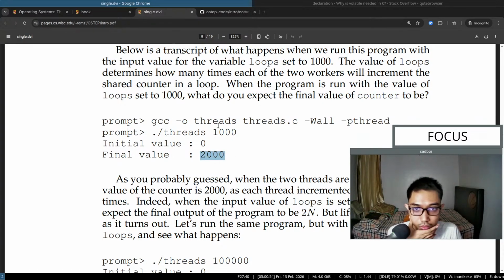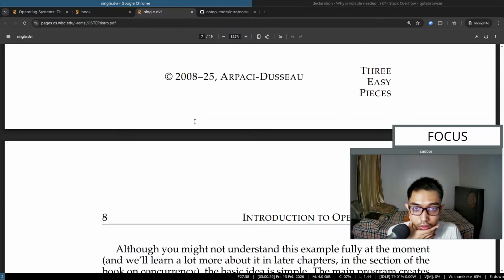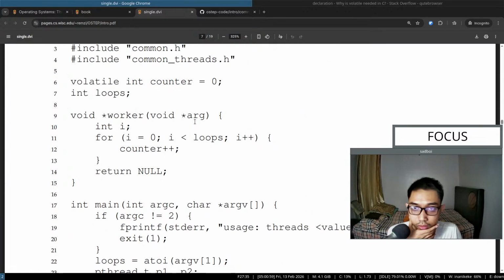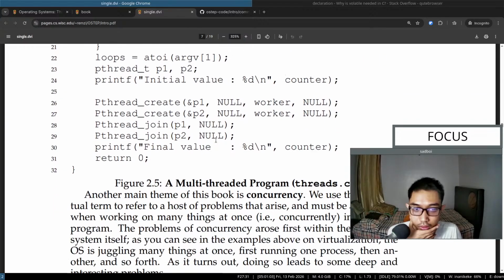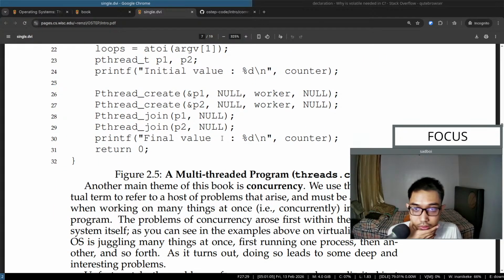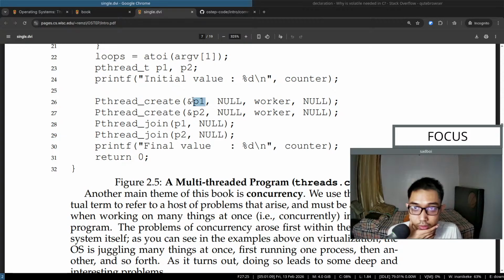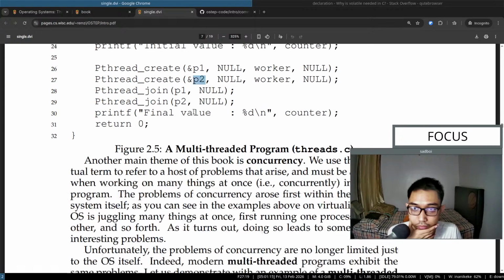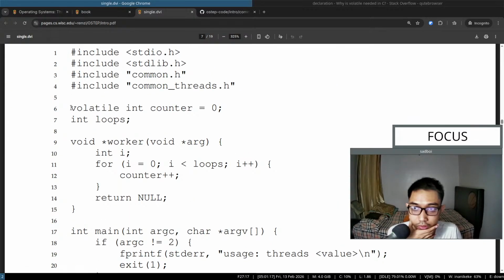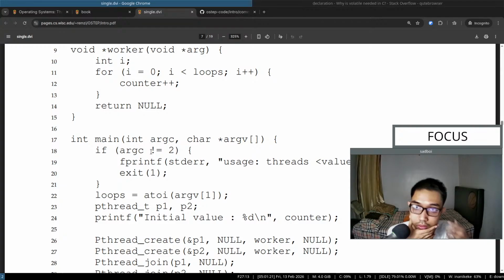2000. We increment the counter. Input. What is it called? P1 and P2. Is that it? That's why there is this volatile. Maybe.